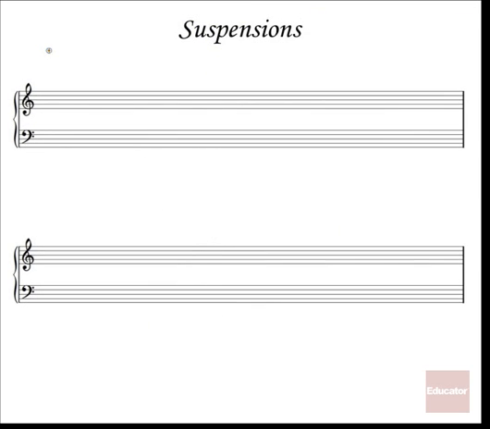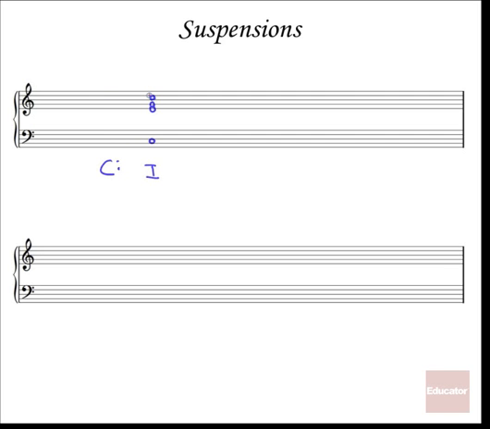Okay, now suspensions are a little bit different in that they involve more than just a note ornamenting harmony. So let's look at a suspension in C major, and we'll start on a 1 chord here. So C, let's see, E, G, C. So suspension has 3 parts. The first part is the preparation.